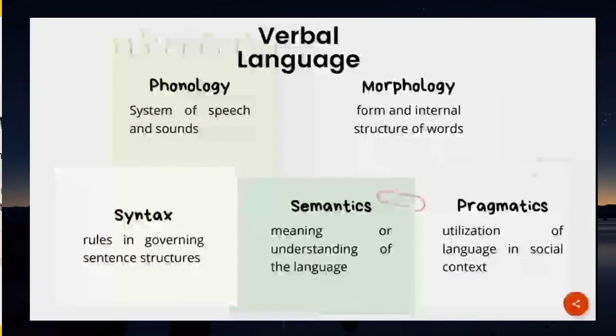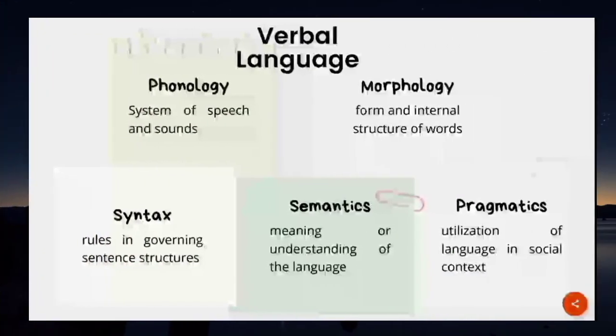Now we will discuss all about the terms under the verbal language. We have the phonology, morphology, syntax, semantics, and pragmatics. Phonology is a system of speech sounds that an individual utters, that is, rules regarding how sounds can be used and combined. Next, we have the morphology.